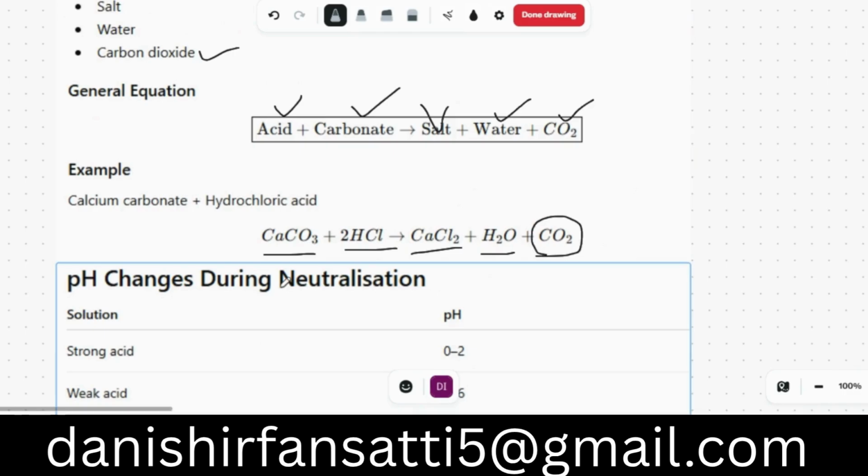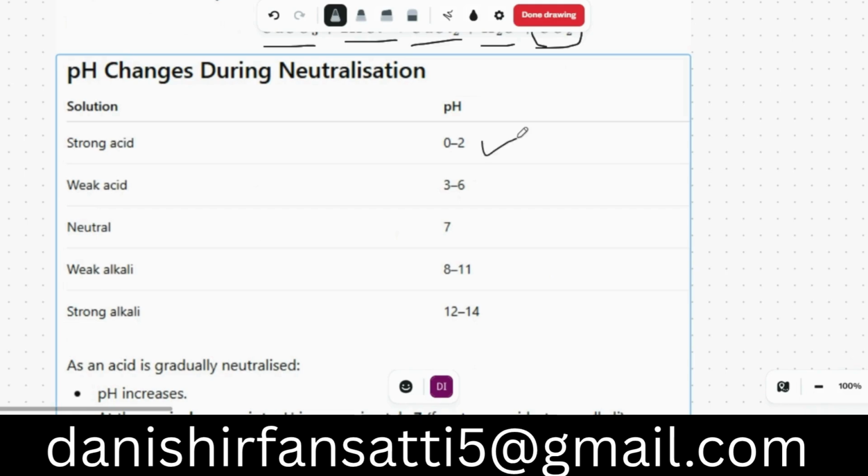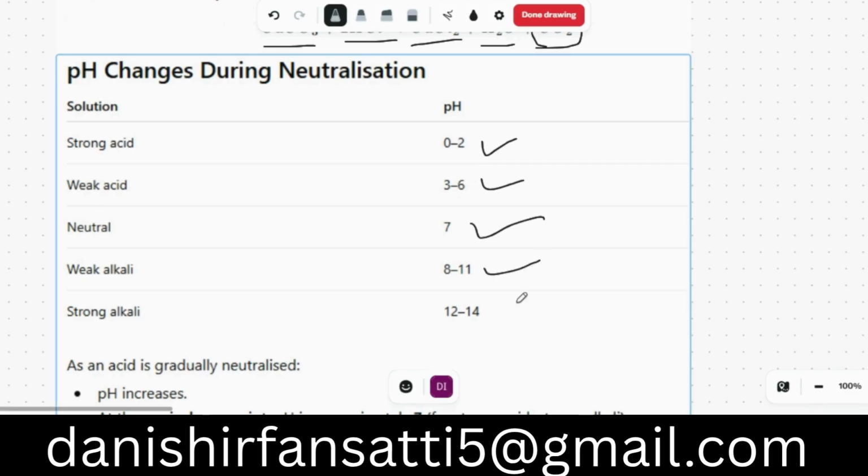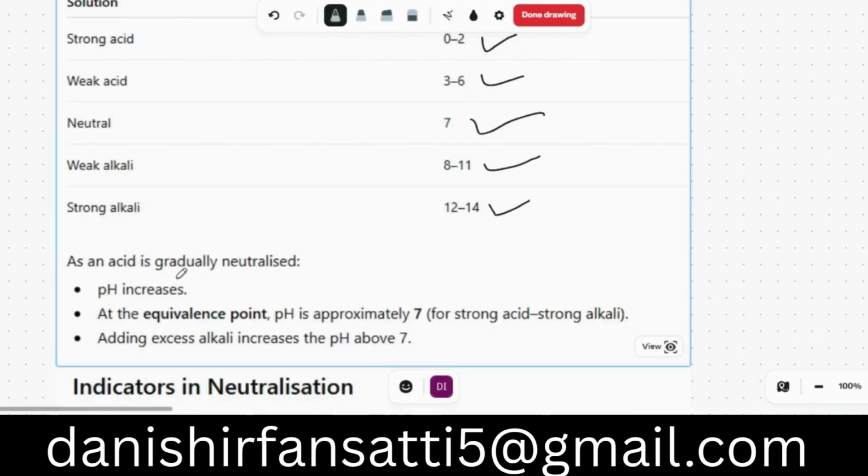Okay, a strong acid has a pH of 0 to 2, whereas a weak acid has a pH of 3 to 6. Okay, 7 is a neutral value, it's neither acid nor base. From 8 to 10, that is called weak alkali, and from 12 to 14, that is called strong alkali. As an acid is gradually neutralized, the pH will increase. Okay, it will move from that to that side. Okay, so at the equivalence point, pH is approximately 7.